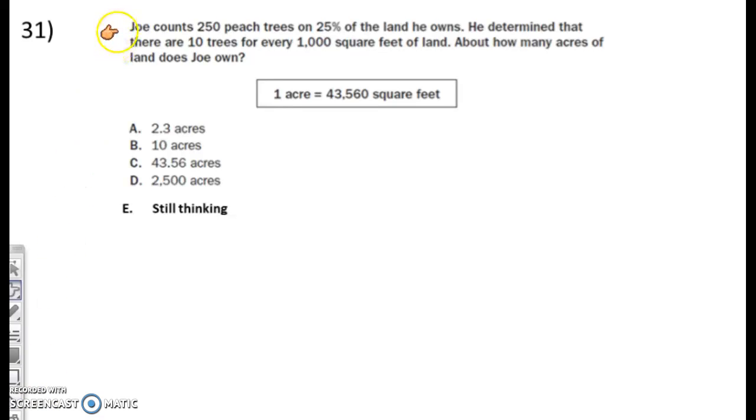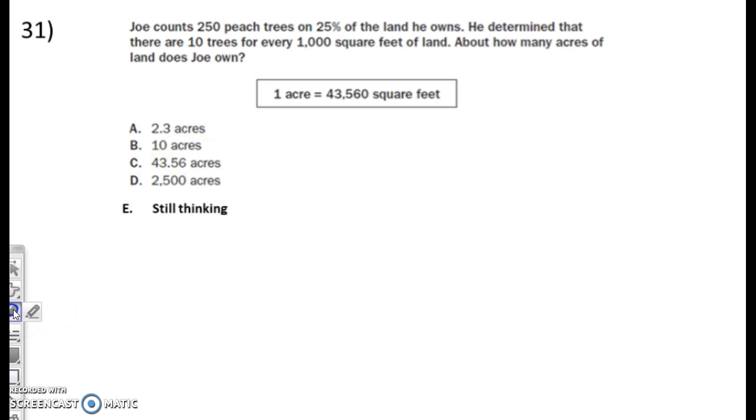Joe counts 250 peach trees on 25% of the land he owns. He determined that there are 10 trees for every 1,000 square feet of land. About how many acres of land does Joe own? And it says 1 acre is about 43,560 square feet.